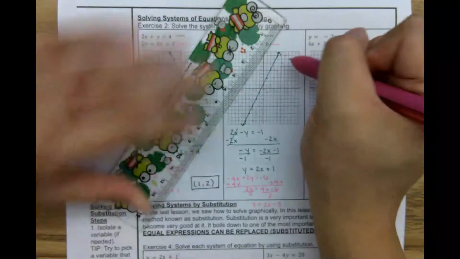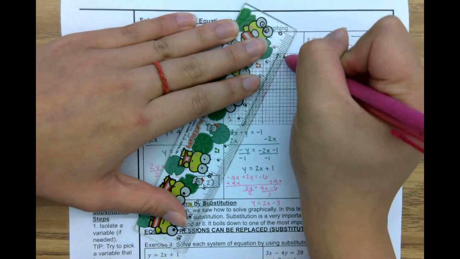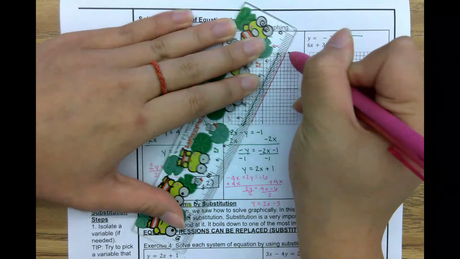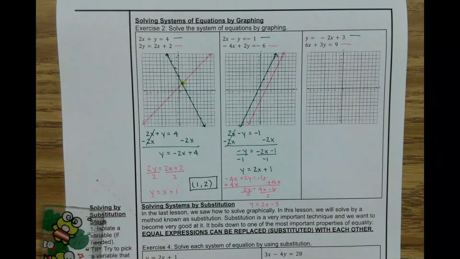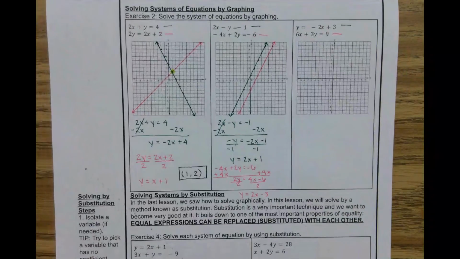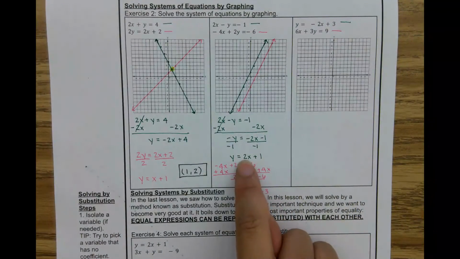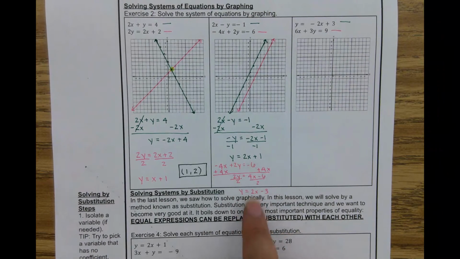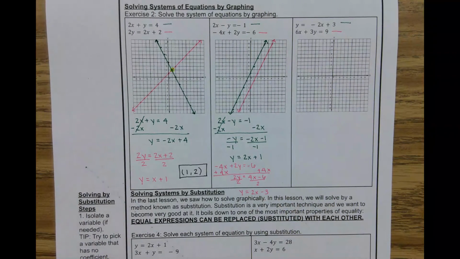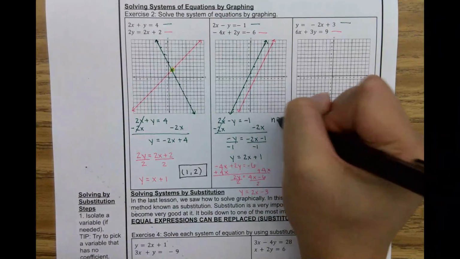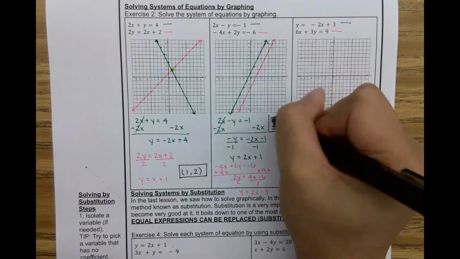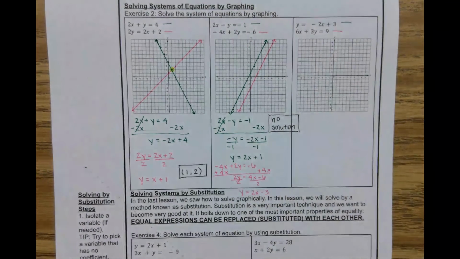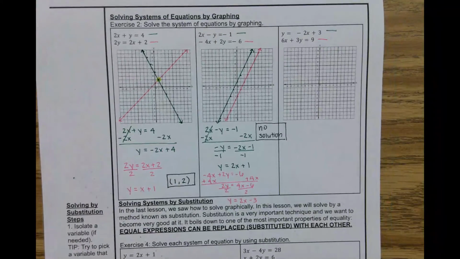Now I'm going to connect. And as we see here, these lines don't touch, they're parallel. Again, I could verify that because they have the same slope. They both have a slope of 2, but their y-intercepts are different. And so as a result, these lines are parallel, they don't touch, and so there is no solution for the second one here.